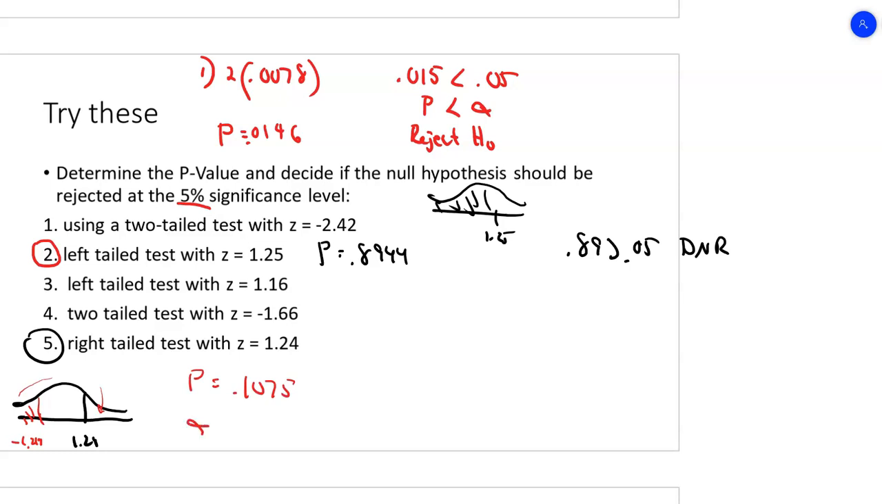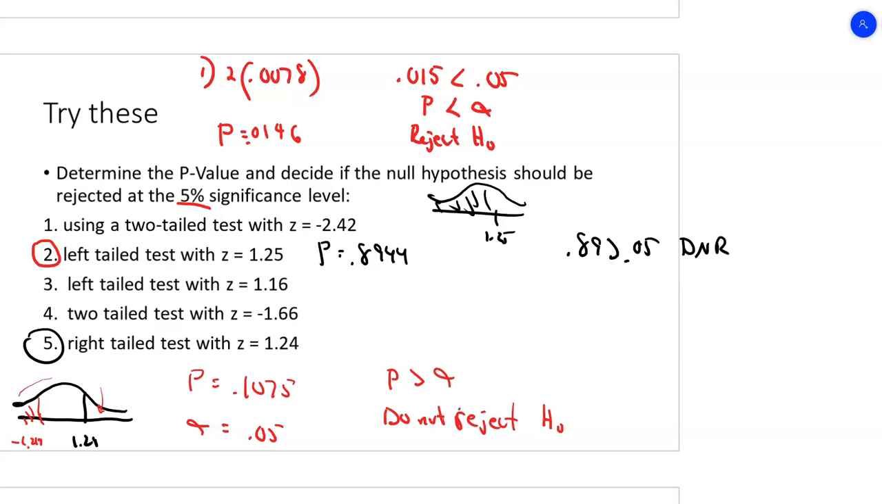The significance level was 0.05, so clearly p is greater than alpha. Do not reject the null. There's not enough evidence to favor the alternative hypothesis. So you're willing to accept a 5% error. You're given almost an 11% error. Too big. Not enough evidence to get away from that null.